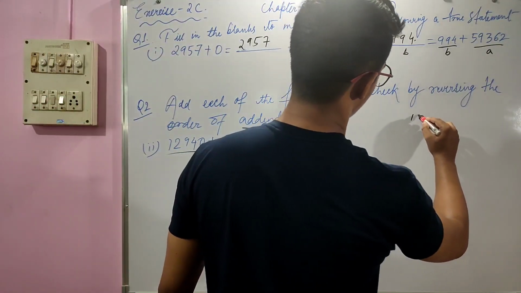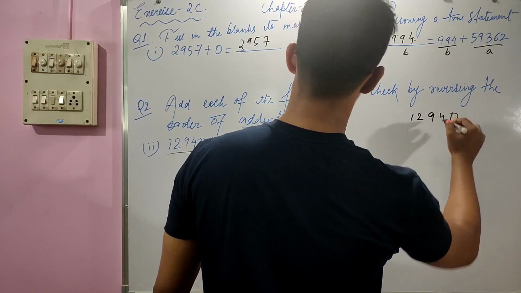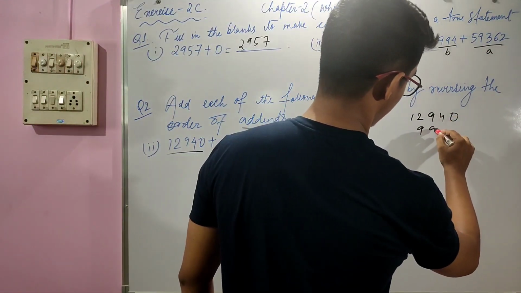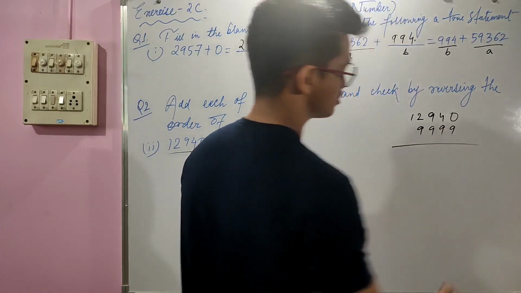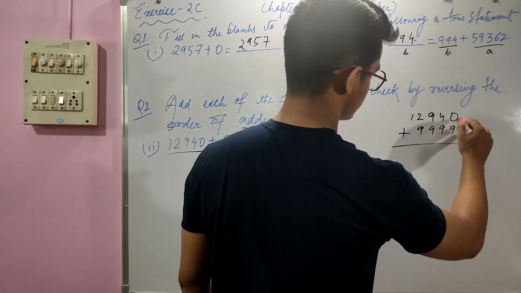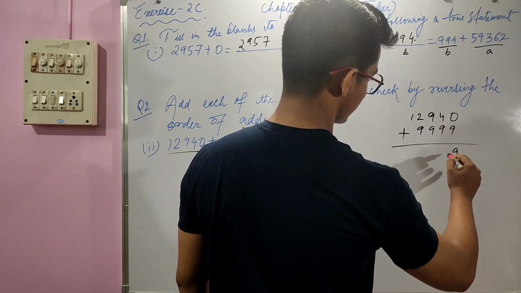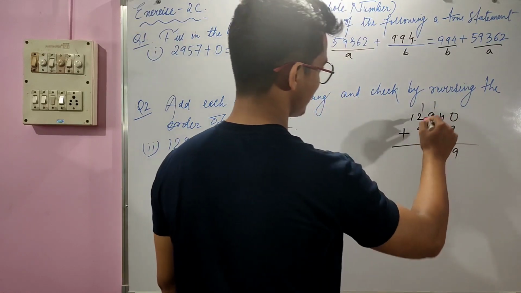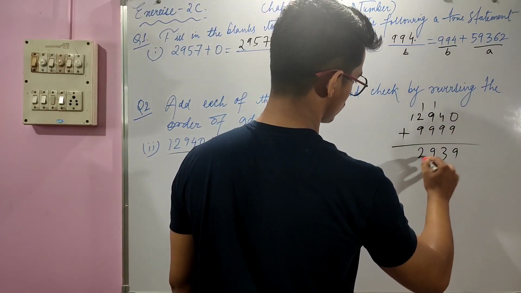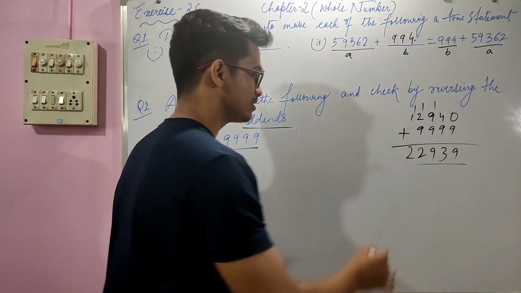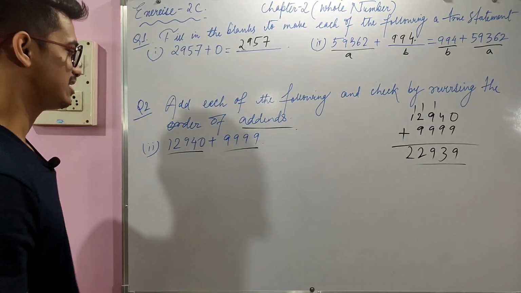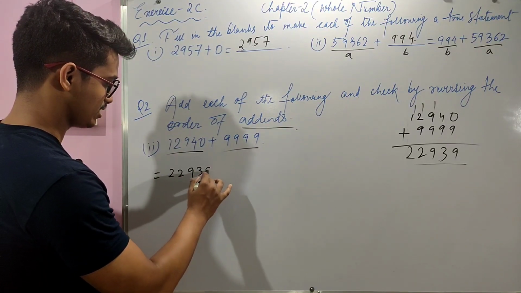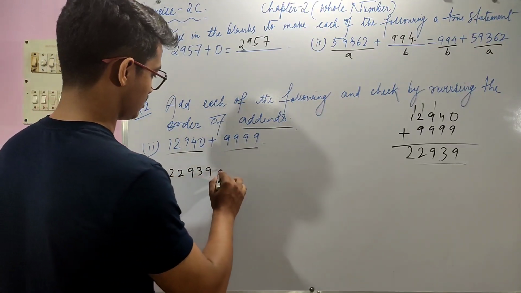So here the number is 12940, and how many nines are there? 4 nines. So 9999. So just add these two numbers. 0 plus 9 is 9, 4 plus 9 is 13, 1 carry, 9 plus 9 is 18, plus 1 is 19, 1 carry, 9 plus 1 is 10, 10 plus 2 is 12, 1 carry and 2. So the answer is 22,939.